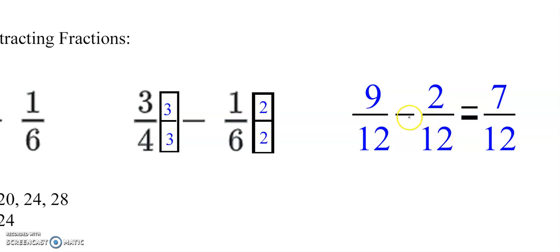And now I'm ready to subtract. And I subtract across the top. 9 minus 2 is 7. And then the bottom number, because it's common and we're adding or subtracting, we slide it across to the bottom. And it stays the same. 7/12. And that's our answer. And we don't have to reduce it. 7 is a prime number, and it is not a factor of 12. So there's nothing more to do to it. We have what we're looking for.